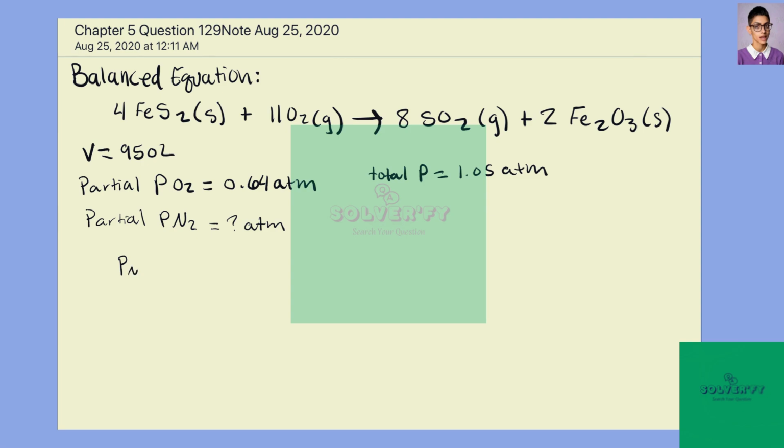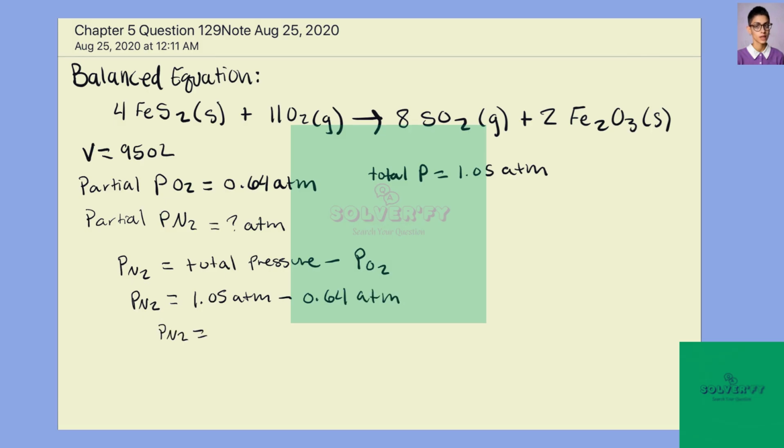All right, so we know that there is nitrogen introduced into the system. So we know that the pressure for nitrogen is going to equal the total pressure minus the pressure of O2. So the nitrogen pressure is going to be 1.05 atmospheres minus 0.64 atmospheres. So our pressure for nitrogen is going to be 0.41 atmospheres.